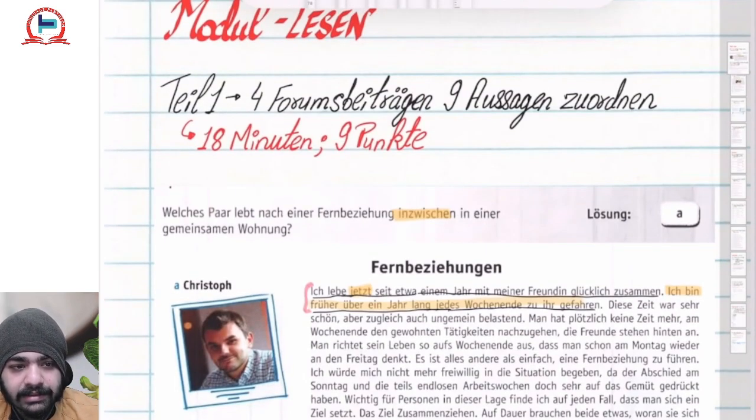For Teil 1, the suggested time in which you should be able to solve the entire part is 18 minutes. Again, this is just a suggestion. For the entirety of the Lesen module, you get 65 minutes. It's entirely up to you how you use this time. You can give more or less time depending on how difficult or how easy you find a particular part. But the suggested time in which you should ideally be able to complete this is 18 minutes. And for this part, you can score a maximum of 9 marks.